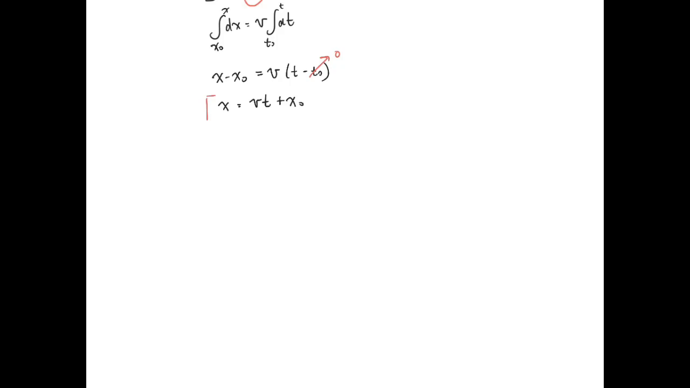This equation here will apply for rectilinear motion with uniform velocity. It's really important. This means that the velocity is the same no matter what t value you have for your equation.